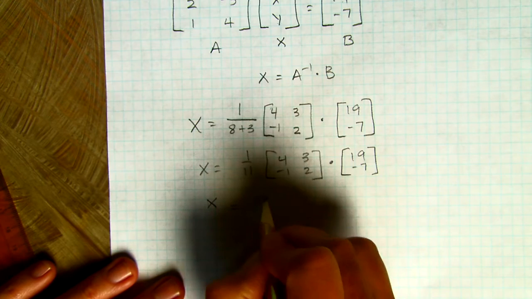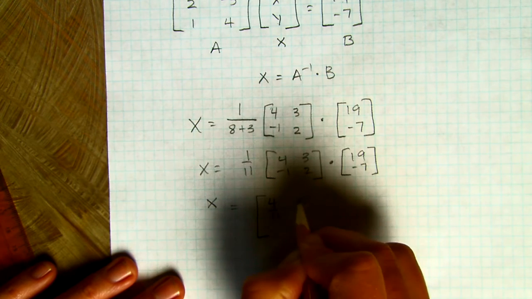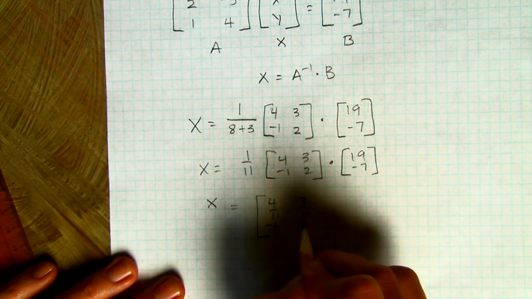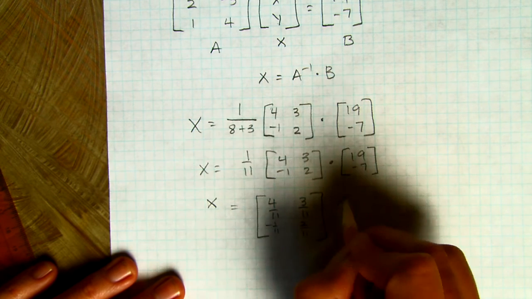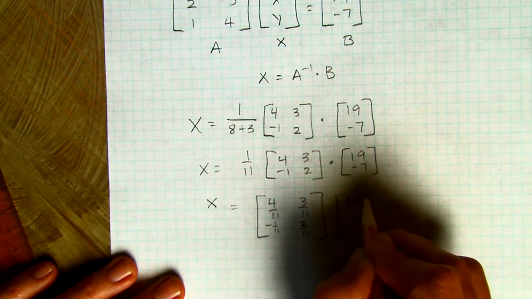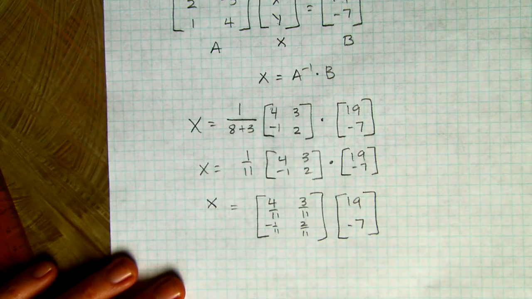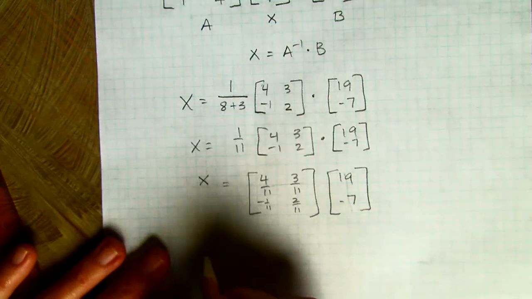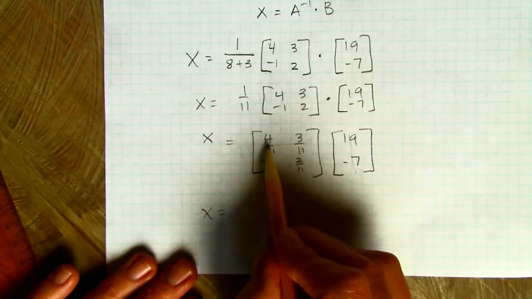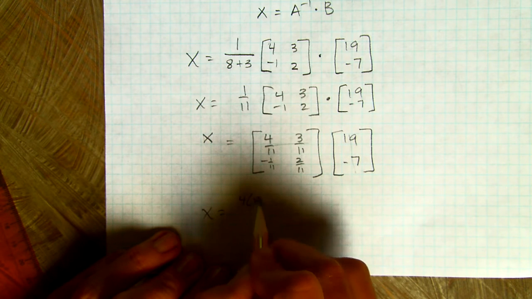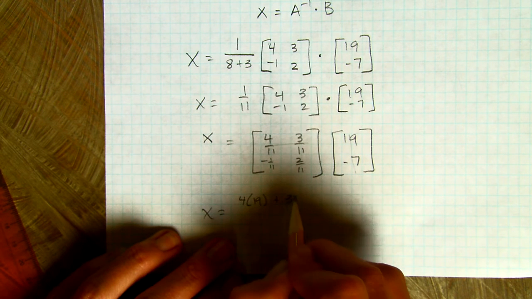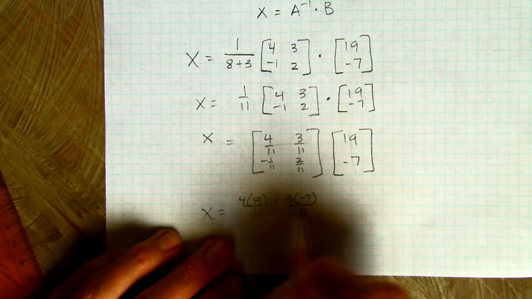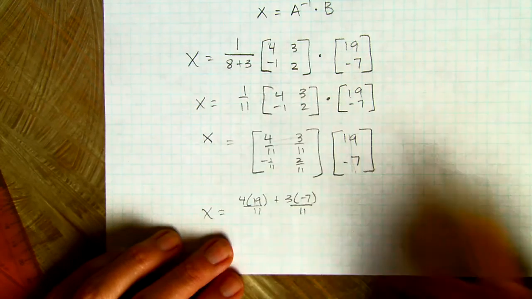So when you scalar multiply, I'm going to get 4 over 11, 3 over 11, negative 1 over 11, and 2 over 11. And I'm going to multiply by 19, negative 7. Now remember, it's row by column. So 4 times 19 plus 3 times negative 7, and these are both over 11. So that's row 1 by column 1.